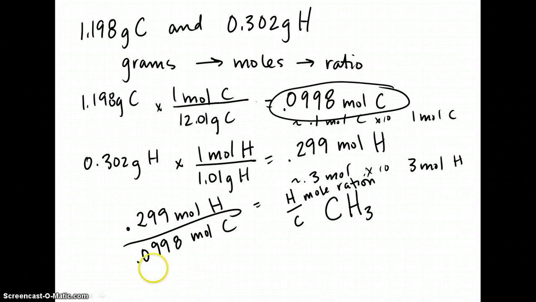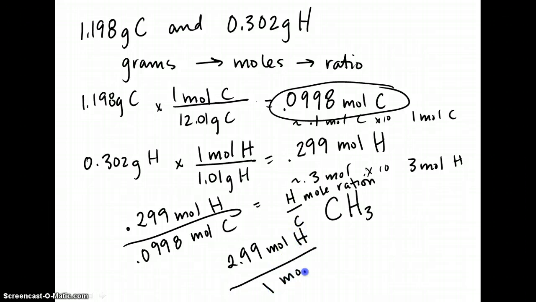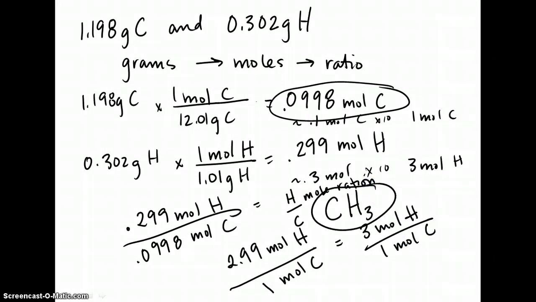So if I do my actual plug and chug, I put in on my calculator 2.99, we're working on this one, moles of hydrogen divided by 0.0998 and press enter. You'll notice that my number works out to about 2.99 moles of hydrogen for every 1 mole of carbon. And that's pretty close. This is where we round to whole numbers, to 3 moles of hydrogen to 1 mole of carbon. Okay? And we get our empirical formula right there.